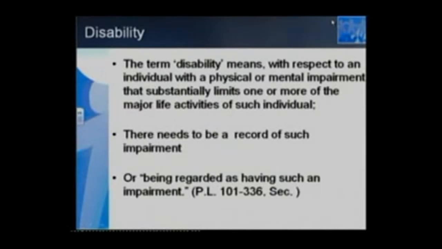Within that health definition, the term disability means a physical or mental impairment that limits one or more major life activities of that individual. There needs to be a record of the impairment. It's also being regarded as having that impairment.